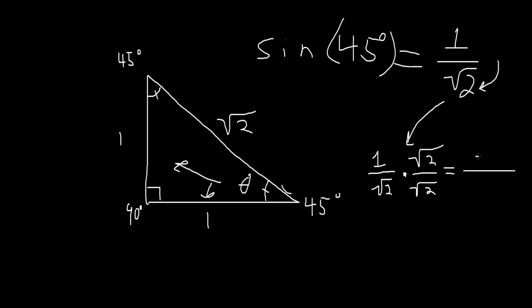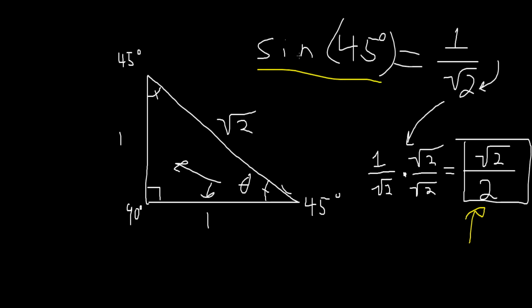So 1 times the square root of 2, that's just the square root of 2. And if we do square root of 2 times square root of 2, that's just going to give us 2. So this would be our final answer to the original question. So what is the sine of 45? Well, it's the square root of 2 over 2.